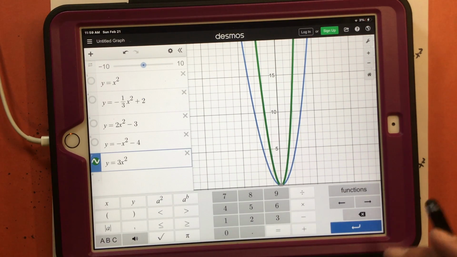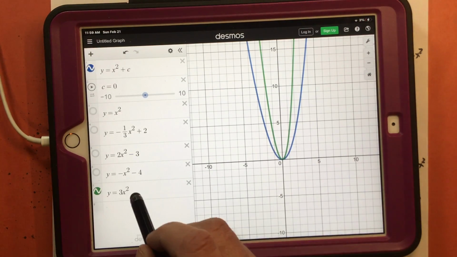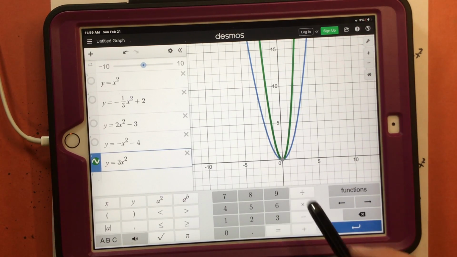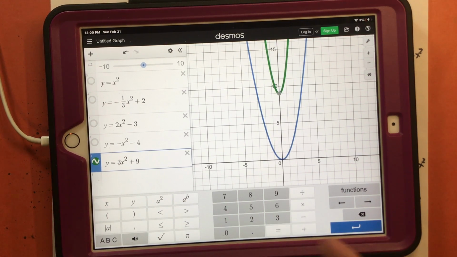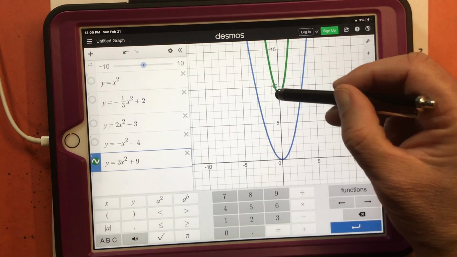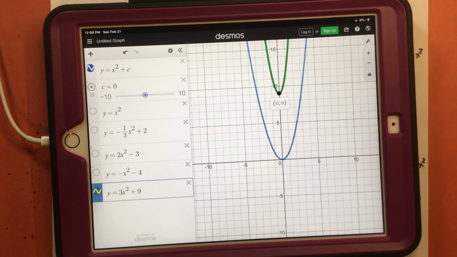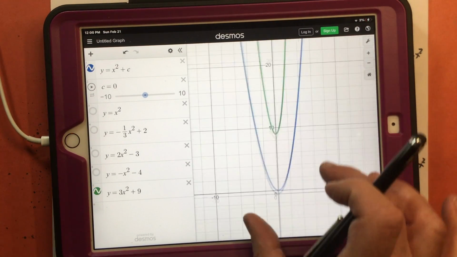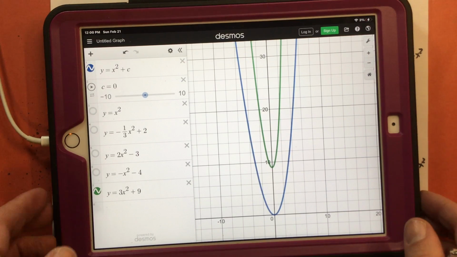What happens if I do the plus 9? So look where the green graph is now. Watch it. If I do plus 9, it moved up 9. So the original vertex was at 0, 0. Now it's at 0, 9. And there's more of the graph if you want to see it.